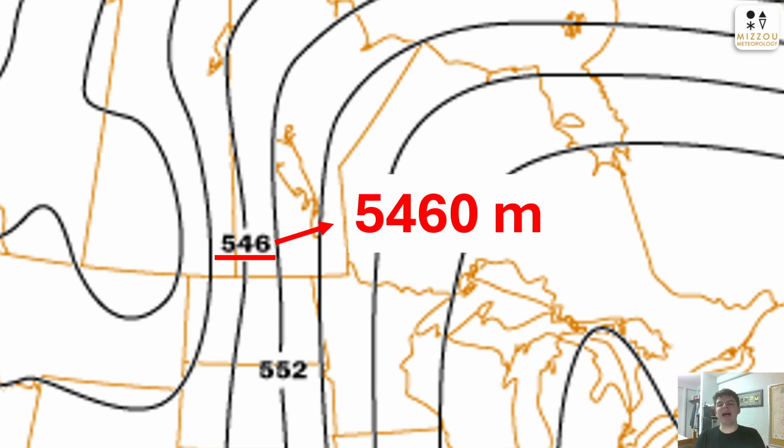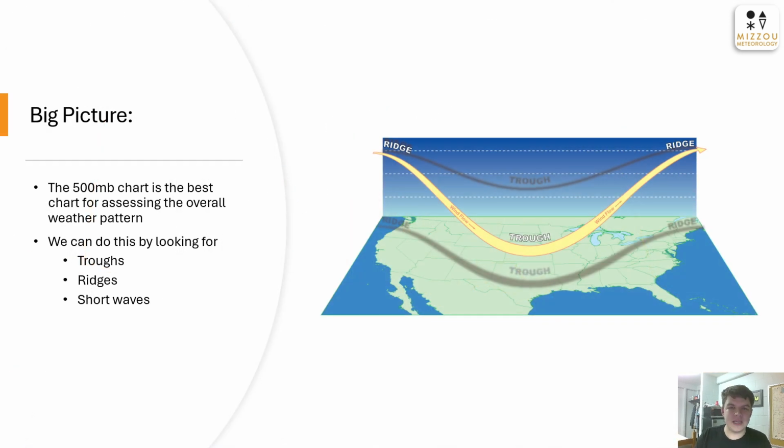This is very important. The higher your heights are, generally, the warmer the column of air below, and generally the more stable your atmosphere. The lower your heights, the cooler the air is below, the more dense the air is below, and the less stable your atmosphere tends to be. So big picture, the 500 millibar chart, again, I can't go over it enough, is the best overall chart for assessing the weather pattern. You can assess the weather pattern by looking for 3 major features. These are known as troughs, ridges, and shortwaves.